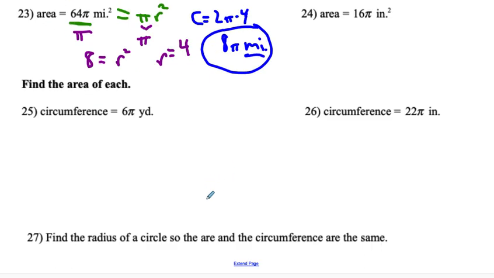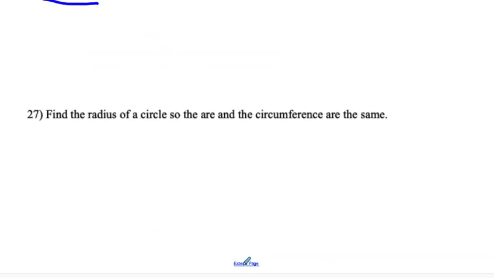So similar for 25 and 26, except you're finding the circumference first. So you're finding the circumference and then finding the area. And once you find the circumference, of course, you can get the radius. The last problem is a little bit challenging, but the area, there's a typo here. There should be an A here, so it should be area and the circumference are the same. So we know the area is equal to pi r squared, and we know the circumference is equal to 2 pi r. So we're looking at area and circumference for different radii.